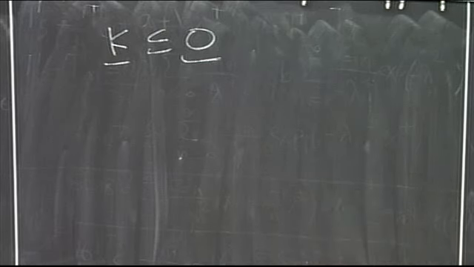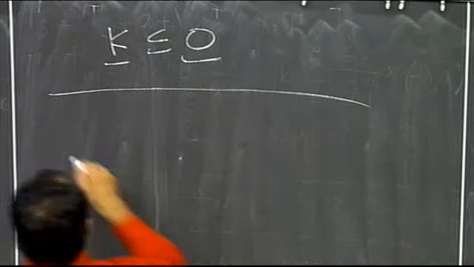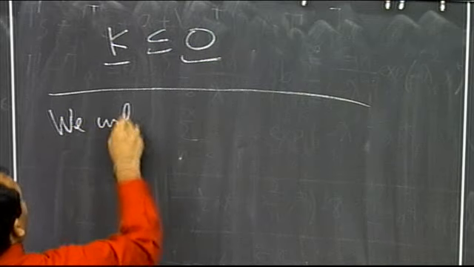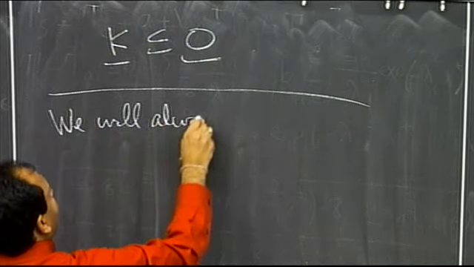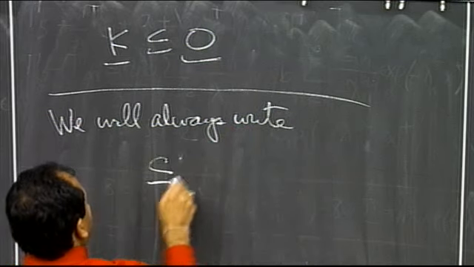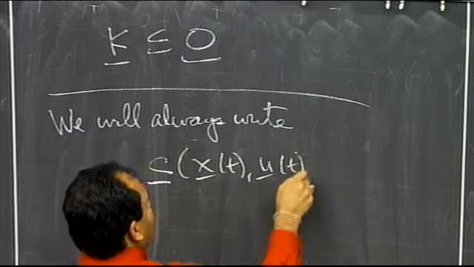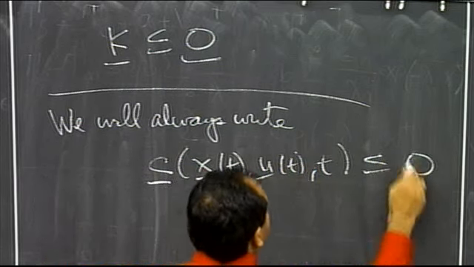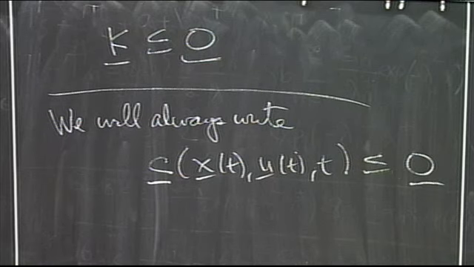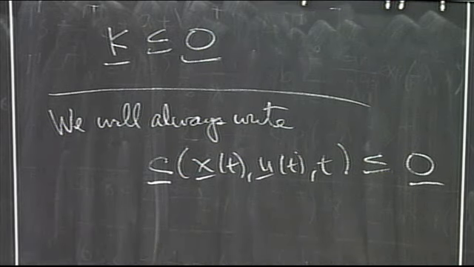So we're just going to write it without getting into all these mins and maxes. We're just going to always write C of x of t and u of t and t is less than or equal to 0, just because it's a little easier to do it this way than it is to have to keep worrying about mins and maxes. In a real problem, you will have to worry about the mins and maxes, but for the theory, it's just as well that we write it this way.